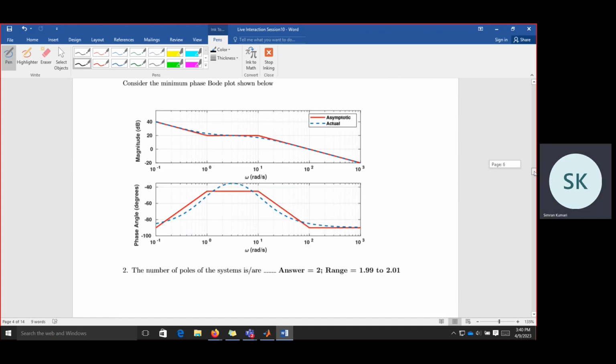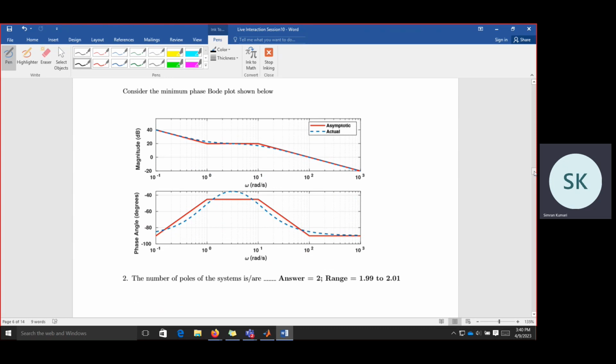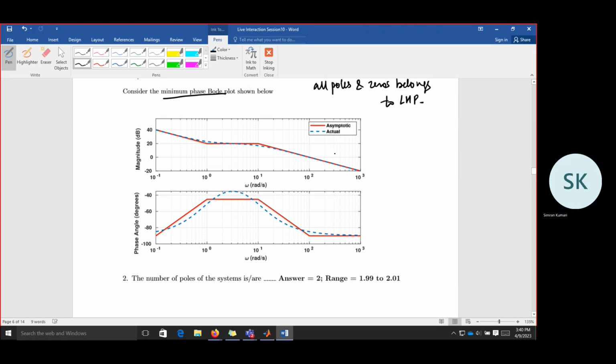So this is one question. It says that this is the minimum phase Bode plot. That means all the poles and zeros belong to the left half s-plane. And this blue dashed one is the actual Bode plot. This is the magnitude plot, and this one is the phase plot.